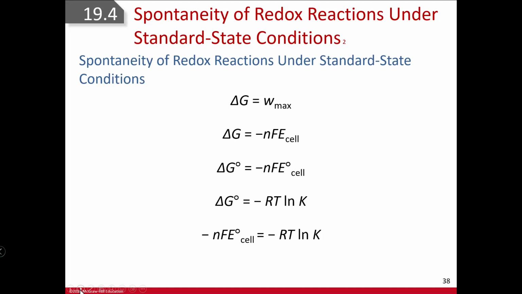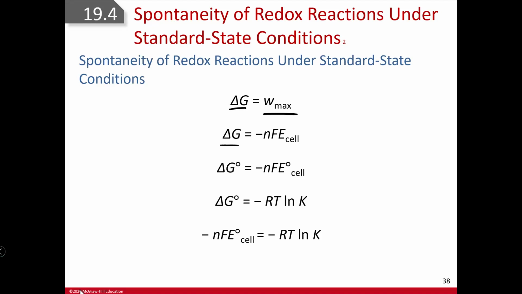So delta G is the ability to do work. That's what Gibbs free energy is all about. And the ability to do work is that spontaneity, right? And so delta G is equal to work max. And so we substitute in for work max, as delta G equals negative the number of moles of electrons times Faraday's times the cell potential.